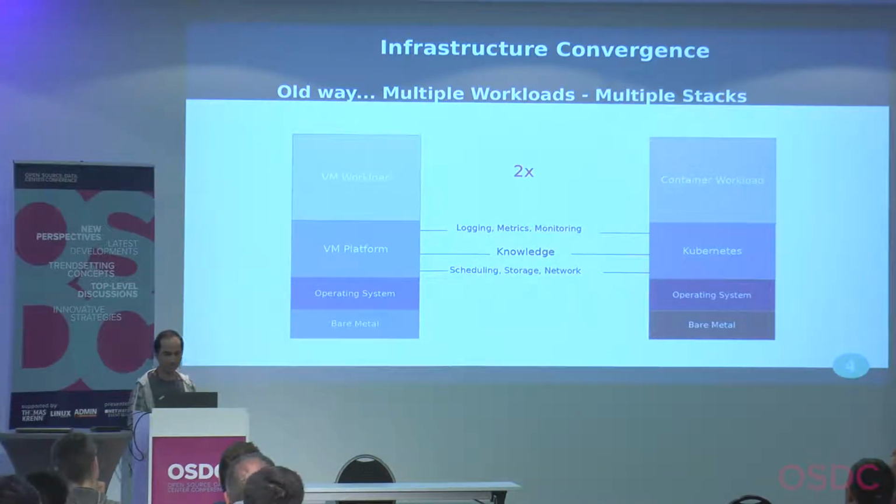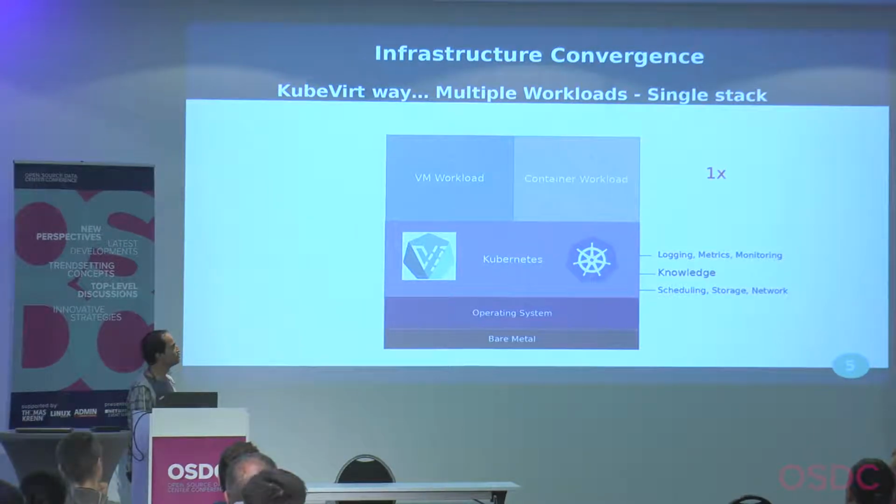So rather than running multiple workloads on multiple stacks, why not run multiple workloads on a single stack? So using KubeVirt, what we could do is we could run multiple workloads on a single stack. So over here, we can see the VM workload is running side by side the container workload on one single Kubernetes cluster. So here, the virtual machines are running inside the Kubernetes pods. So with this unified infra, it should be easier to manage, operate, and thus reduce the costs.